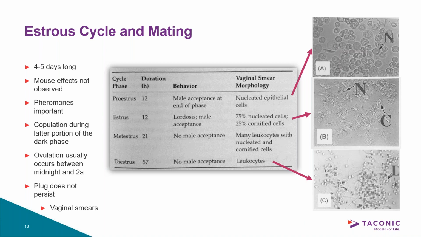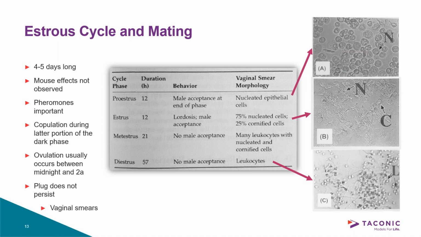So we do find that in most strains, copulation occurs during the dark phase, with ovulation occurring usually between midnight and 2 a.m., depending on how you have your light cycle set up. So the next morning, they're at about 0.5 days post-fertilization. And when people are doing embryology brain mapping, that's usually the timing that they're using to determine what map to read off of.